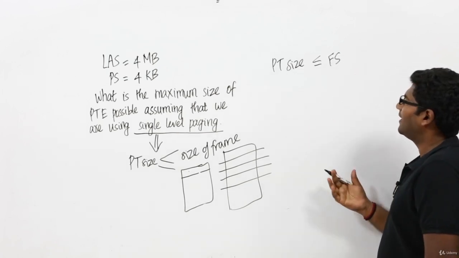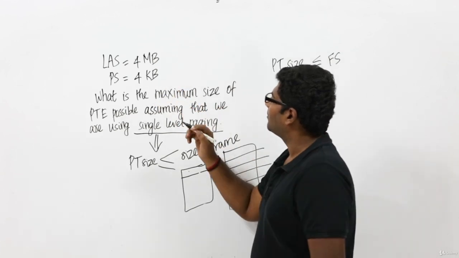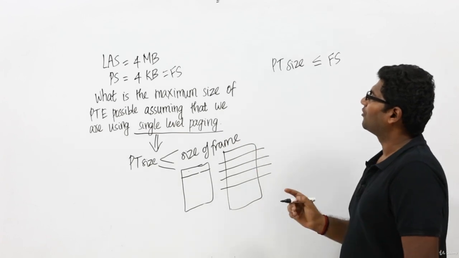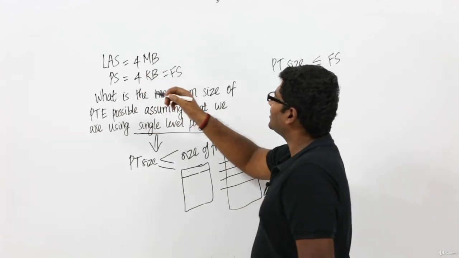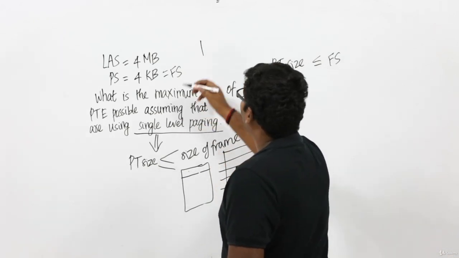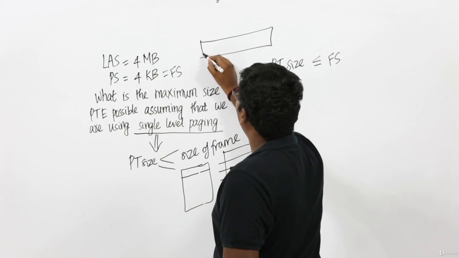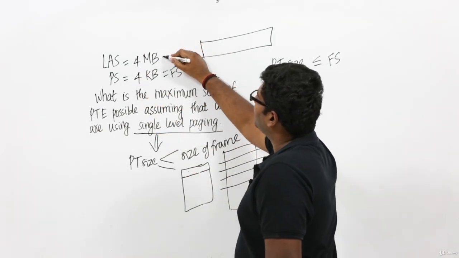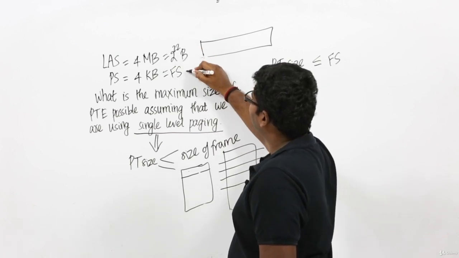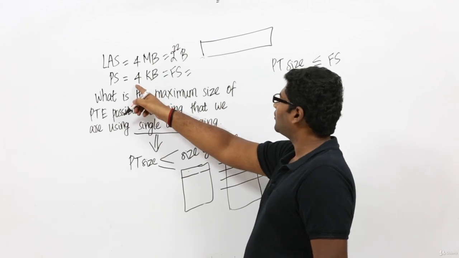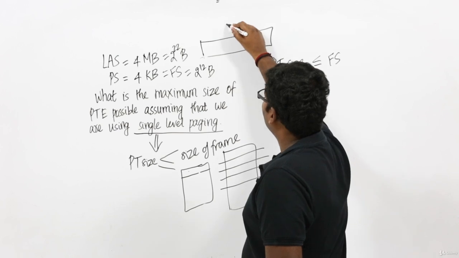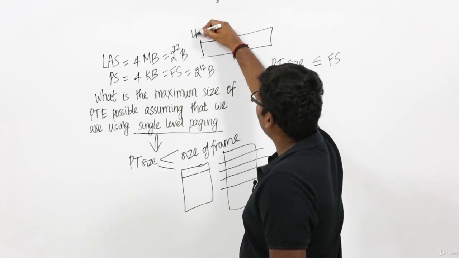Now let's write the data which we know. If page size is 4 KB, then frame size will also be 4 KB, right? They have given that the logical address space is 4 MB. Again, I am assuming that it is a byte addressable system. If I convert this into bytes, 2 square into 2 power 20 bytes is nothing but 2 power 22 bytes. Similarly, page size 2 square into 2 power 10 bytes is nothing but 2 power 12 bytes. Fine.